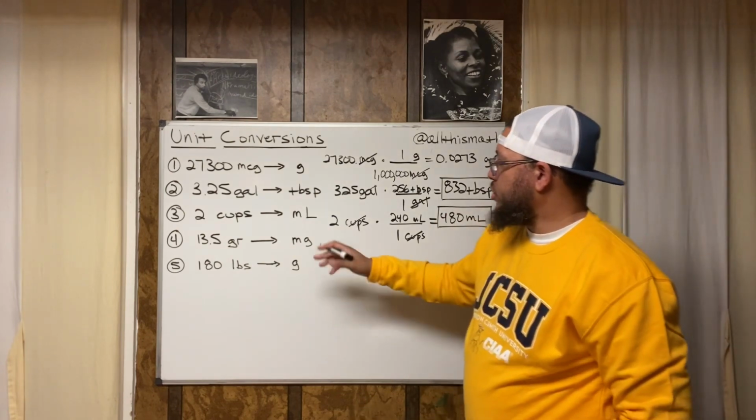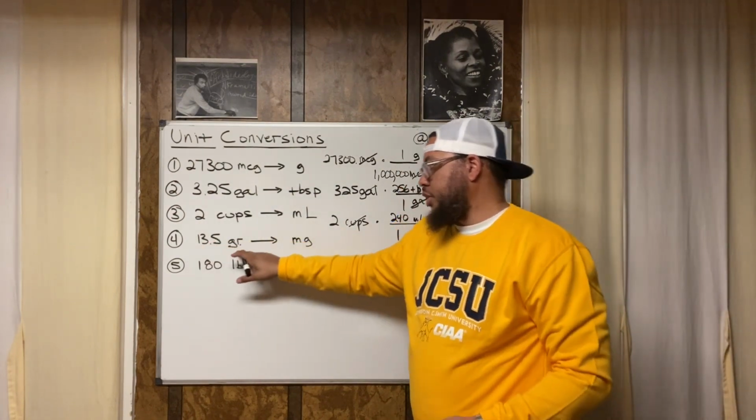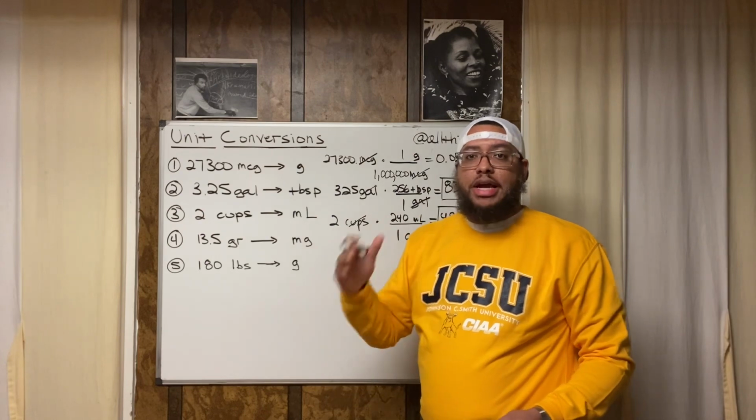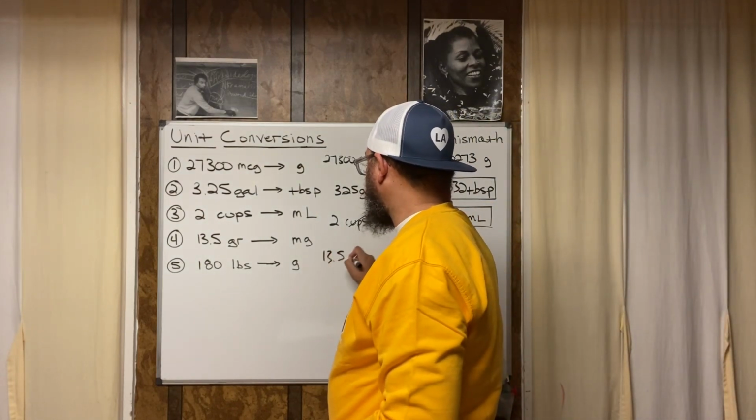Boom. All right. So 2 cups is the same thing as 480 milliliters. Now, what about number 4? GR. What does that stand for? Again, grains. It stands for grains. So we got 13.5 grains.